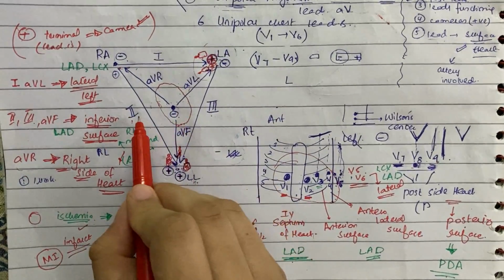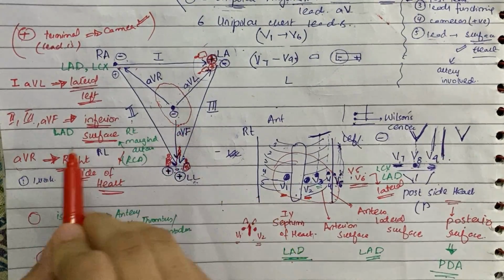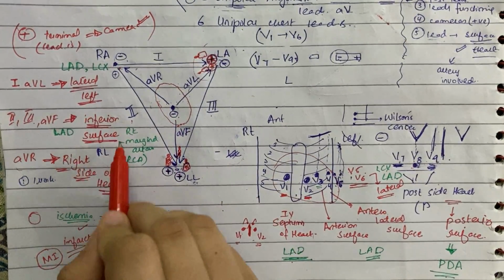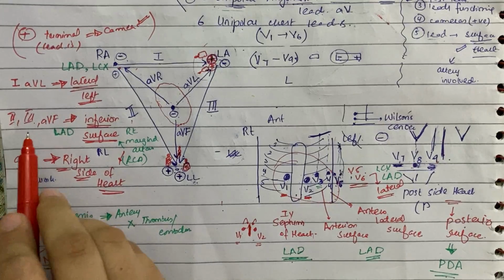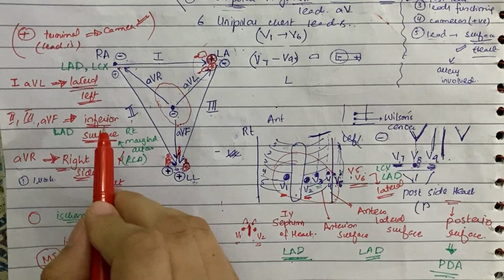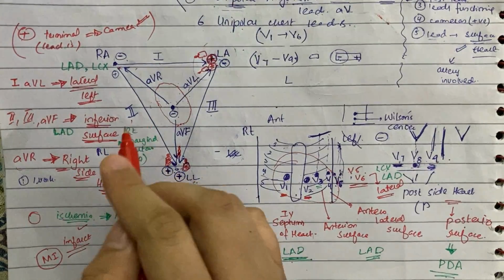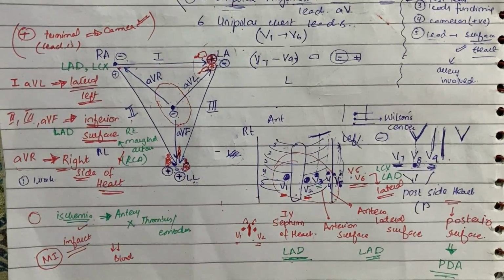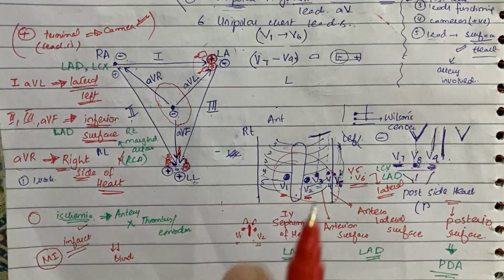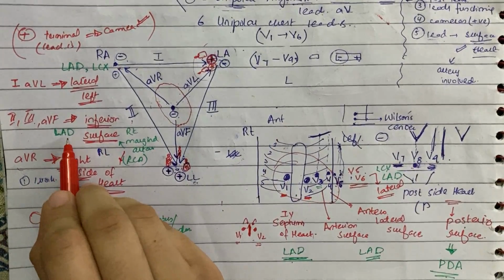Second point: lead 2, lead 3 and lead AVF look at the heart from its inferior surface. So if the ECG pattern in these leads is abnormal, it will indicate that the inferior surface of the heart is damaged, ischemic, or infarcted. So we will exactly localize the problem of the patient, and the problematic artery would be the left anterior descending artery.